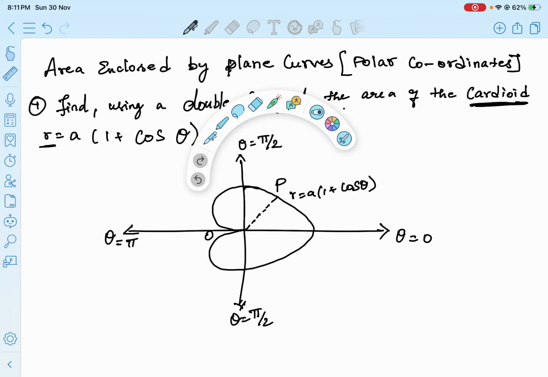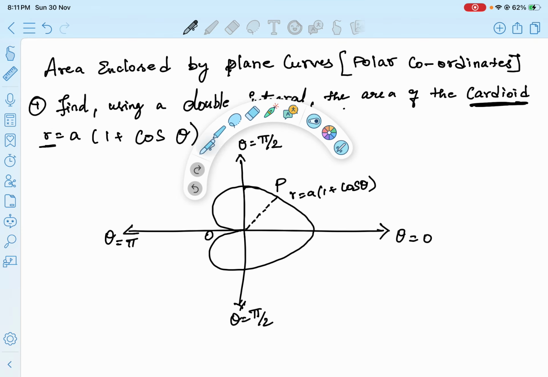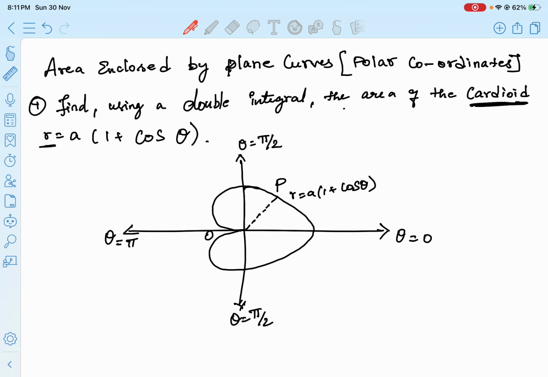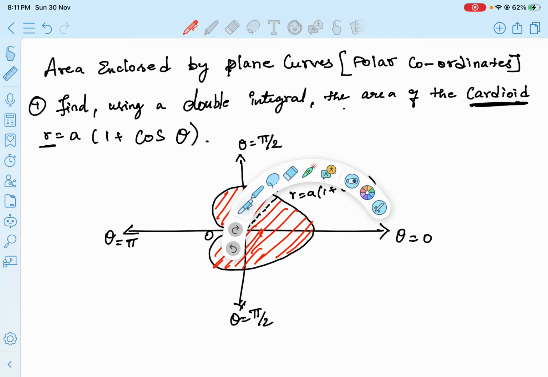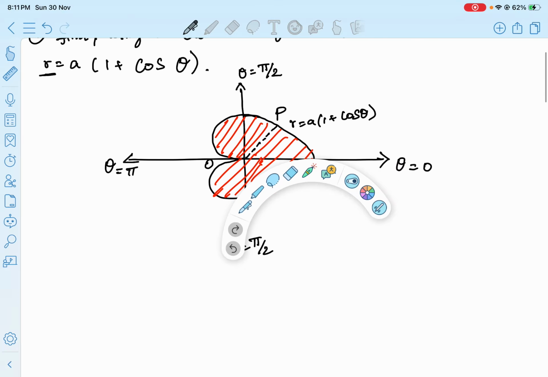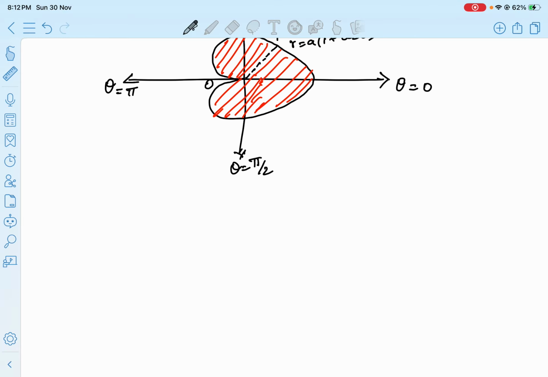Okay, that's all. Now we are going to find the area enclosed by the plane curves. What is the area we are going to find? We are going to find the region, the entire region. So this is the region we are going to find. Now we are going to write the integrals. So area required. How will you write the integral?